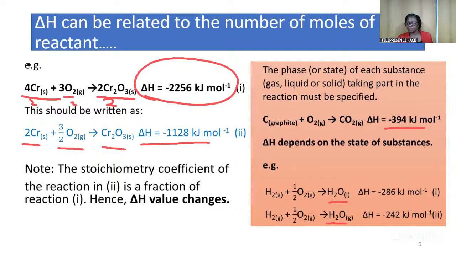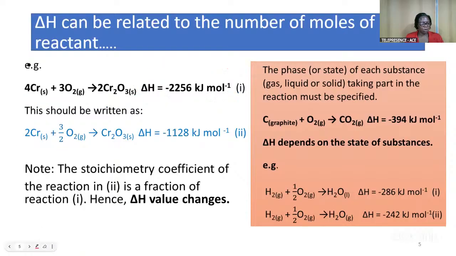And because of this, you will see the change in enthalpy, they are not the same. Don't forget, this is not about the sign because we are not reversing the reactions, but here the state matters, the state of each substance. And that is why delta H for the formation of liquid water is minus 286 kilojoule per mole, while the delta H for the formation of 1 mole of H2O gas is minus 242 kilojoule per mole. These are the things you must know as we go on in the course of this discussion.